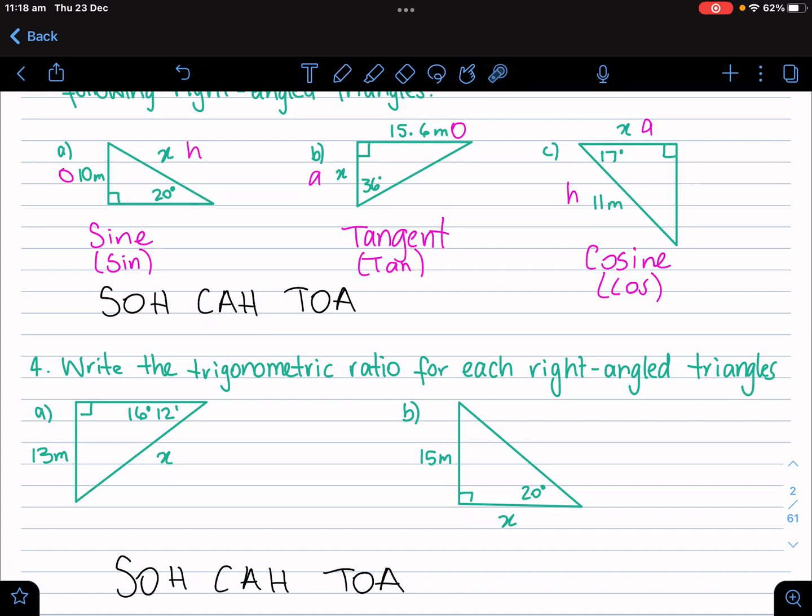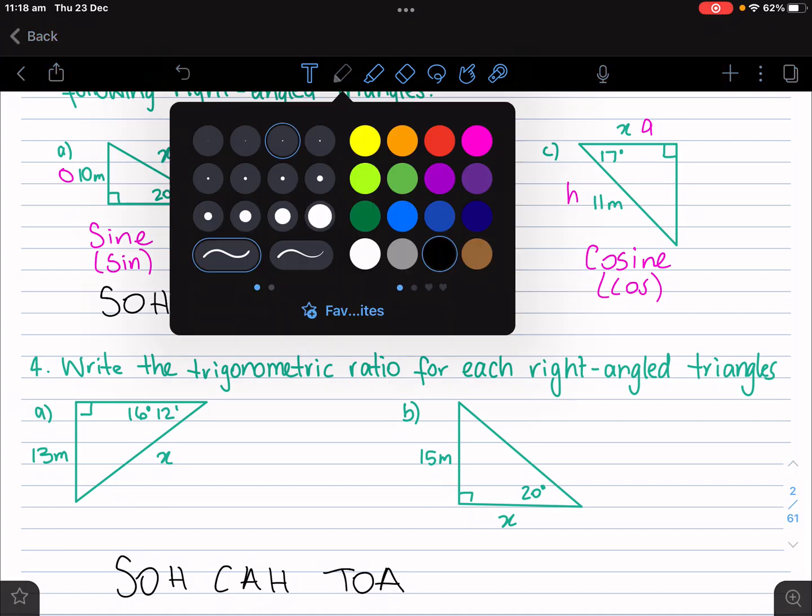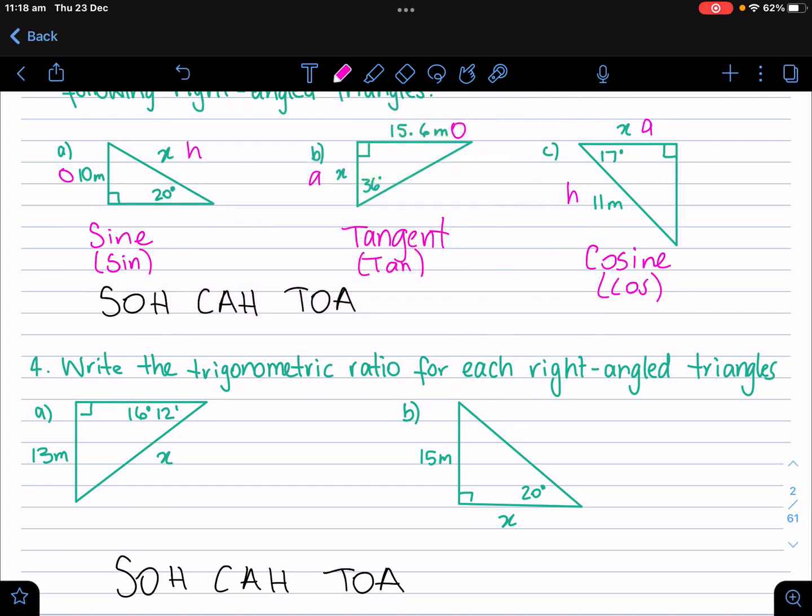So let's go through the first one. If I'm going to label this triangle, I have my right angle there. Opposite is going to be my hypotenuse. I have my angle there. Now the angle looks a bit different, and I'm going to explain that in a second. Opposite my angle is always going to be opposite, and my adjacent side has nothing on it. So I'm using OH. Sine uses OH.